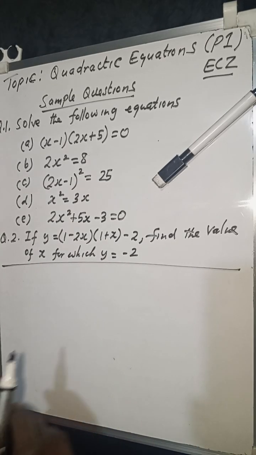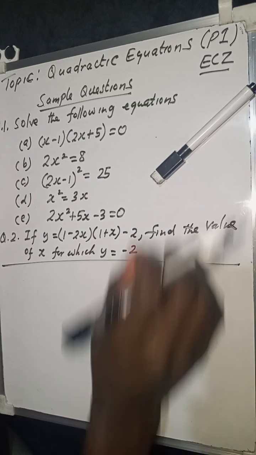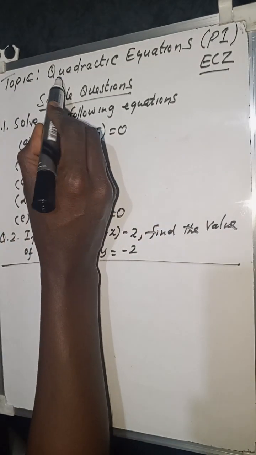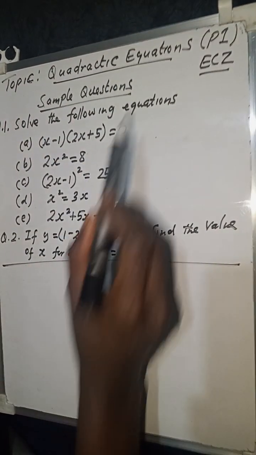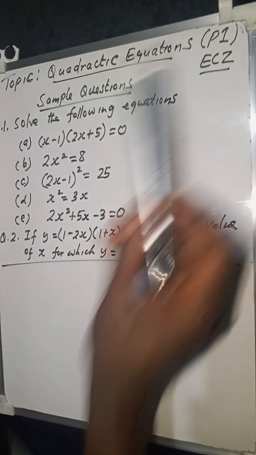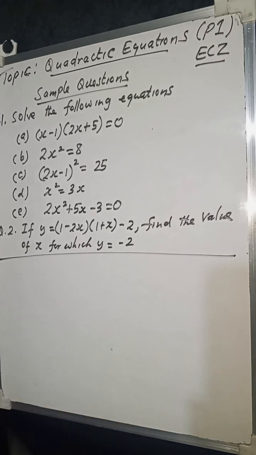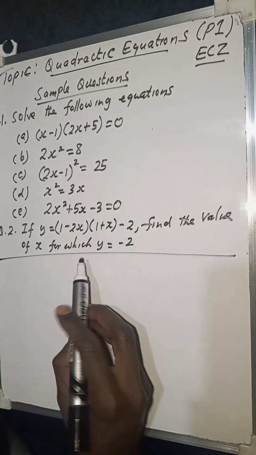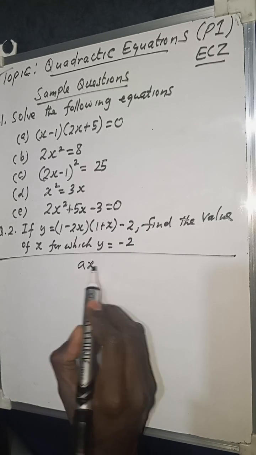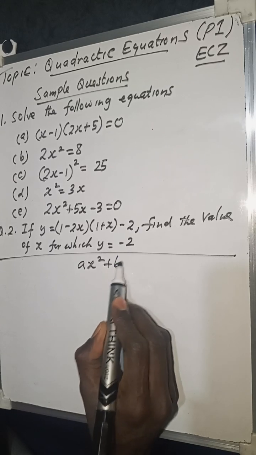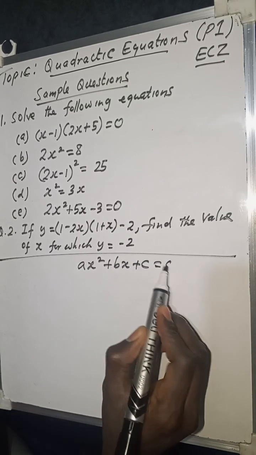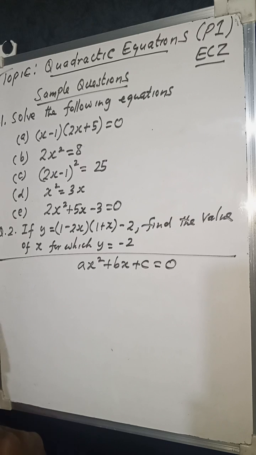Alright, so welcome to another segment of my mathematics videos as we continue to look at quadratic equations. This time we are looking at quadratic equations from your Paper 1 ECZ exam. Of course, if you remember, a quadratic equation is always in the form ax squared plus bx plus c is equal to 0. So that is a quadratic equation.